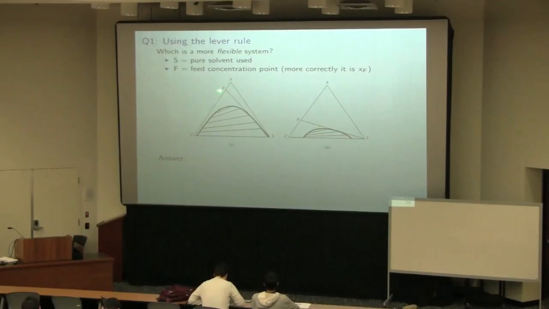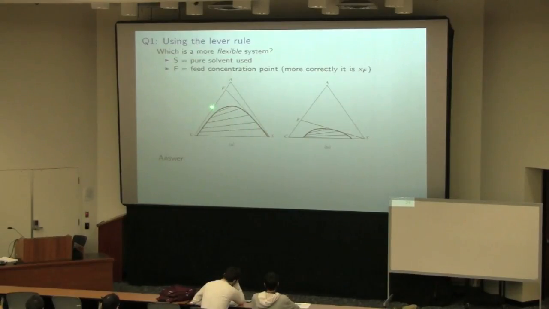F is our feed stream. So if we consider this system over here, if I combine the feed stream with that concentration of solute, so this is about 85% A in that feed stream, and I combine it with a pure solvent, I'm going to get a mixture that lies somewhere along that line. If I take F and work with a lower concentration of solute, so let's say F is placed over there, about a 50% concentration of solute, and I combine it with my solvent S, I'm going to obtain a mixture somewhere along that line in this two-phase region.